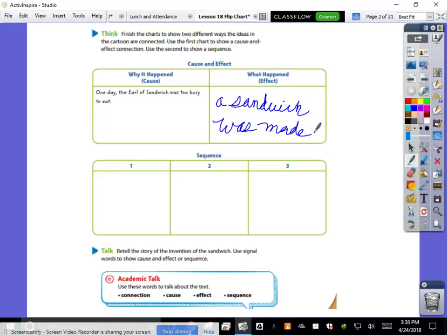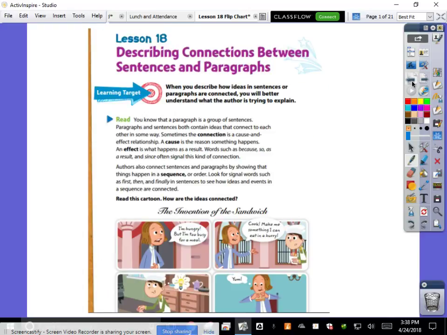All right, in sequence, you just talk about it in the order that they go in. So you can literally see the 3 words right here. So this would be number 1. This would be 2. And then that would be 3. These 2 combined would be 3. The chef gets an idea, and then there comes a sandwich.